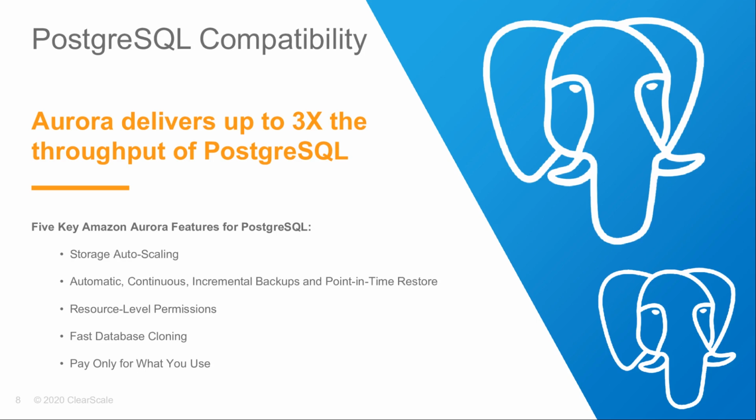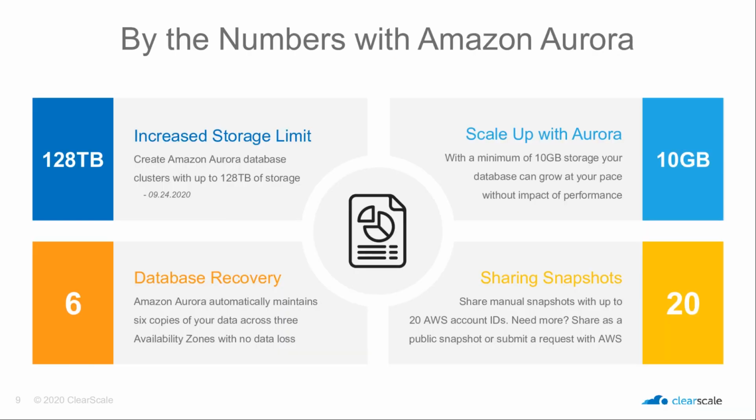So that is Aurora, Postgres, and MySQL in a quote-unquote nutshell. So let's talk about it by the numbers. What we got is they've increased the storage limit. It used to be 64 terabytes was the max, and here recently they brought that up to 128 terabytes maximum. So contrast that with the cost of a storage array in your data center.